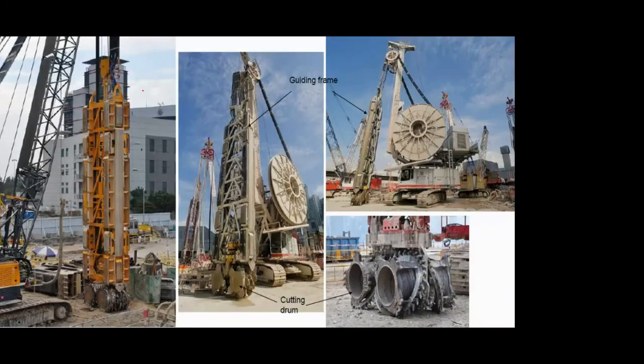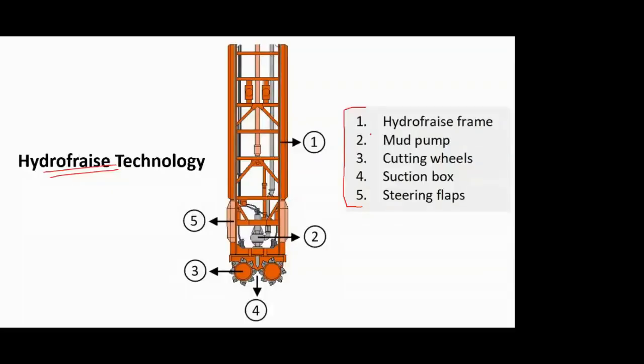So this is what a hydrofraise frame looks like. The yellow colored thing is the frame, and the bottom part is the actual cutting tool. They have shown the enlarged view also here. This is the cutting tool, and it can rotate in both directions. And then it has this mud pump attached to itself over here. That mud pump will take care of whatever excavation is done.